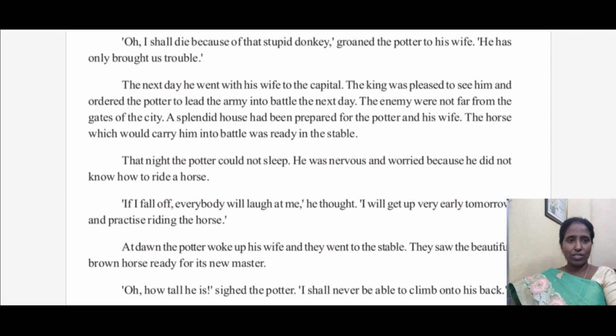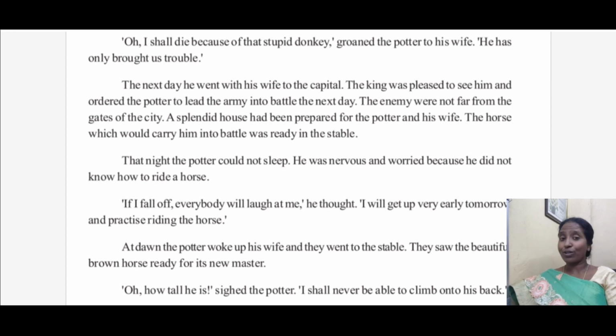A house was provided for the potter and his wife. The horse which would carry him into the battle was ready in the stable. There was a horse ready for the general, the new general. Who is the new general? Yes, the potter is the new general.